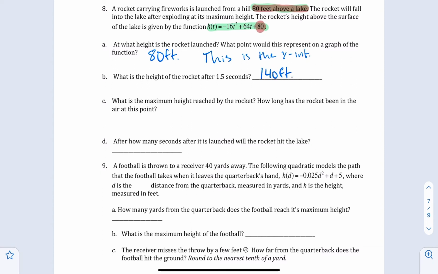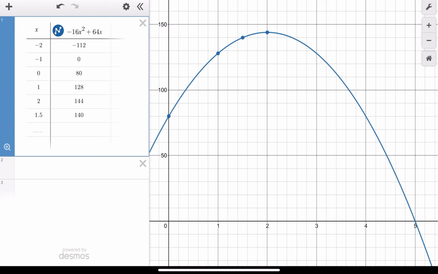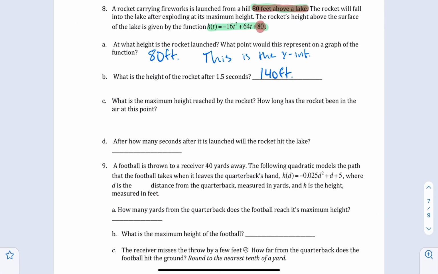So again, we graph it, we make the table, we plug it into our table, and we get our output. It wants to know what's the maximum height reached by the rocket and how long has it been in the air at that point. This is just asking for both values of my vertex. So let's go to the graph. Let's click on the vertex. The input is time and the output is height. So that means that after 2 seconds, the rocket has reached a maximum height of 144 feet. So 144 feet is going to be my max height. And that's going to happen at 2 seconds.